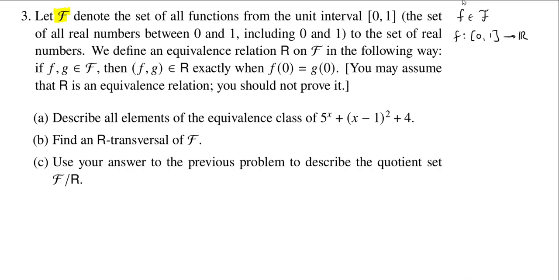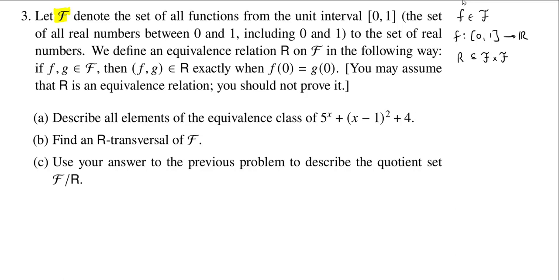All right, and it says we're going to define an equivalence relation, called R, on F in the following way. If I have two functions from 0, 1 to R, then they're going to be related. Remember, an equivalence relation, or any relation, is a subset of the Cartesian product of the underlying set, so this relation is a subset of F cross F. So I take two elements from F, and I want to know when they're related. This pair is going to be in R exactly when f of 0 is equal to g of 0.